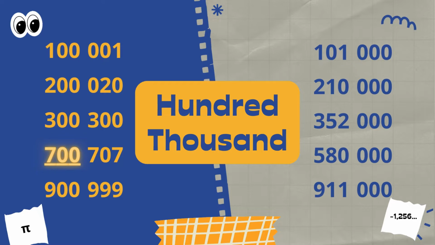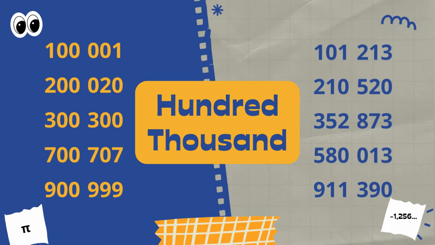Let's check another example. We have 700,000. The first part is done easily. Now we just count as we have been doing. 707. The final number reads 700,707. It is not that difficult once you understand the structure. You can practice the numbers that I haven't read for you.